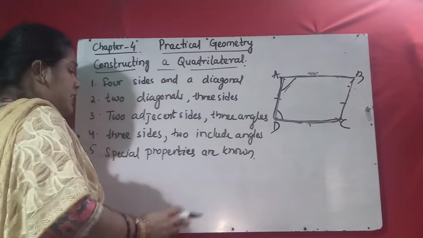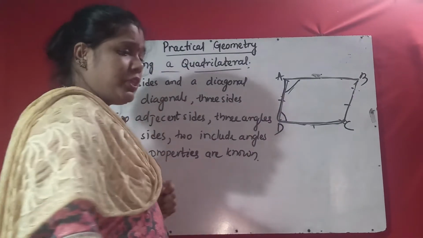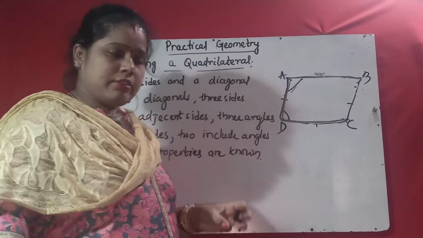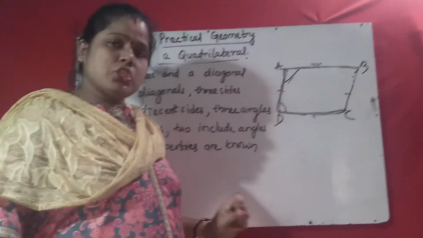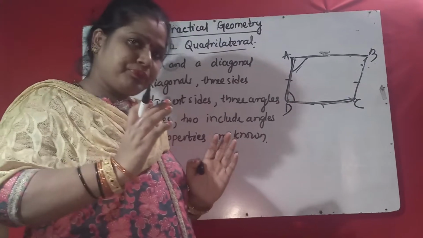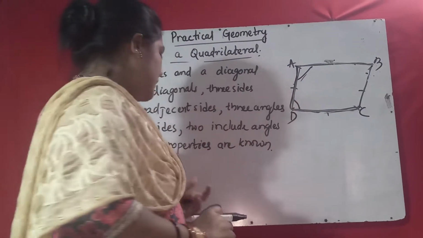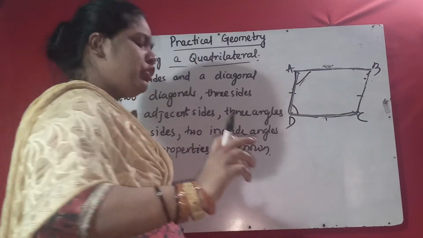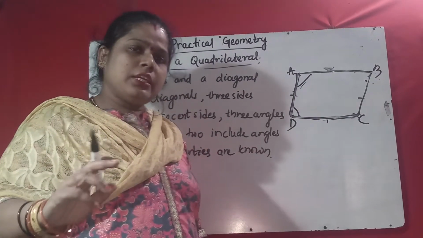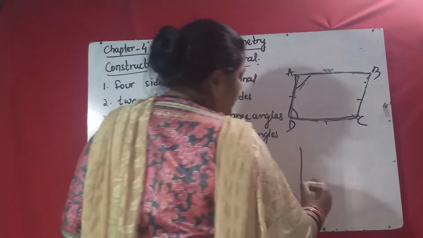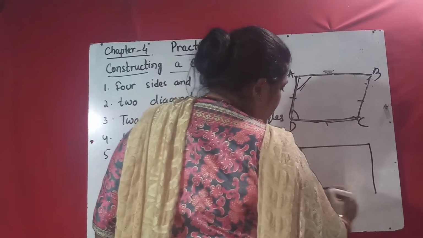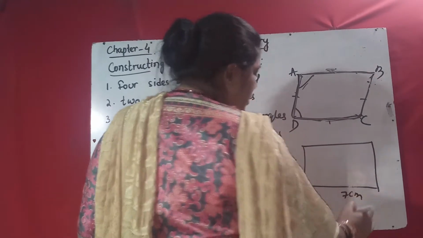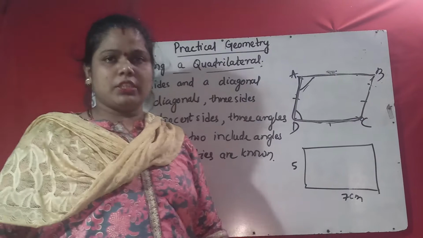Then, when special properties are known. You know the special properties of a rhombus, square, rectangle, trapezium, parallelogram. If you recall the properties, then you can also easily draw the quadrilaterals. Suppose you are asked to draw a rectangle whose 2 sides are given, this is 5 cm, this is 7 cm. You may say that only 2 pieces of information are given here.